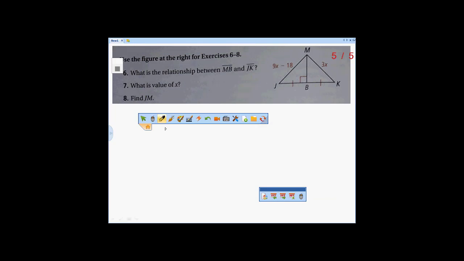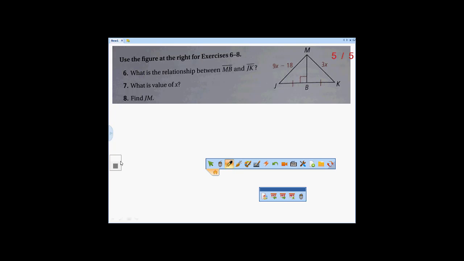Let us see some exercises to solve about this. Here is the figure at the right for this exercise, from 6 to 8. What is the relation between MP and JK? What is your opinion? We find that MP is perpendicular and B is the midpoint. So MP is perpendicular to JK. That's the relation between MP and JK.